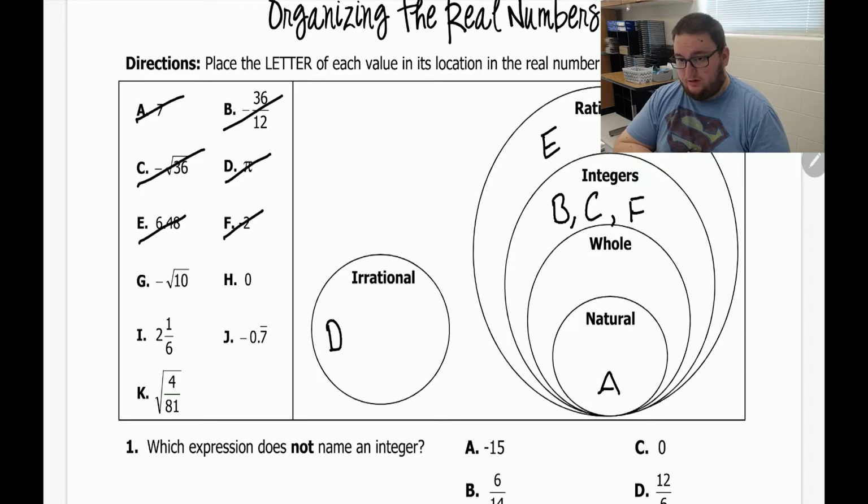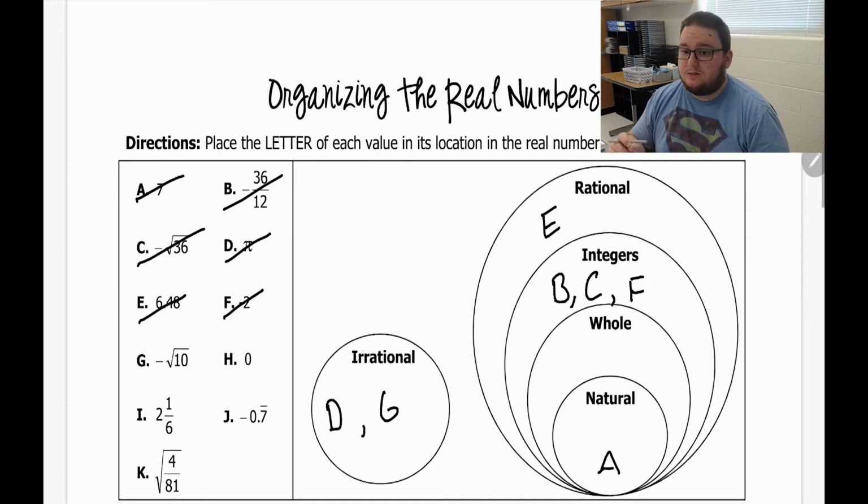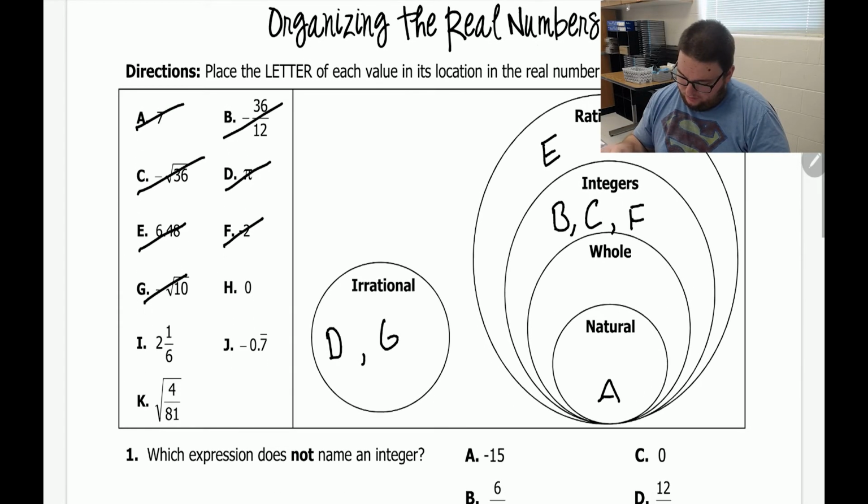Next we have G, which is negative square root of 10. If you put square root of 10 in your calculator, you're going to get most likely a non-ending decimal. And because it's non-ending, I can say it's going to be an irrational number. So that means that G is going to go over here with the irrational numbers because the square root of 10 does not end. The decimal does not end. So I'm going to mark through G, and we're going to move on.